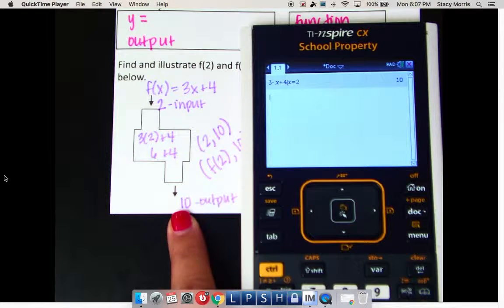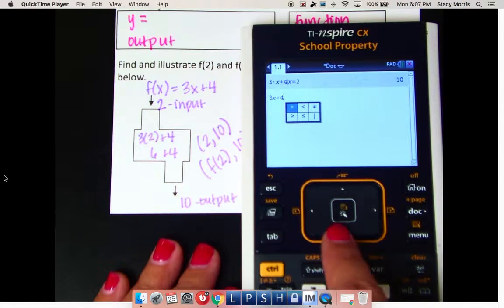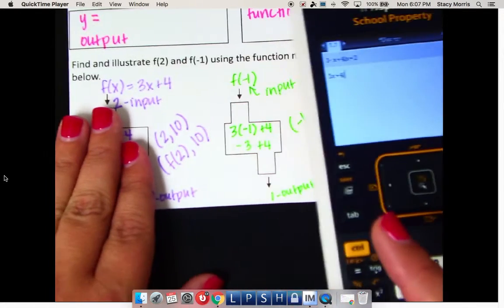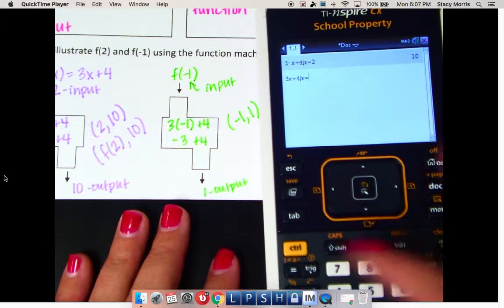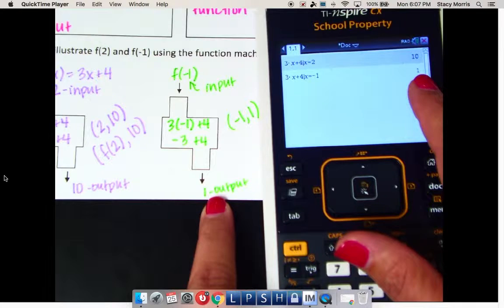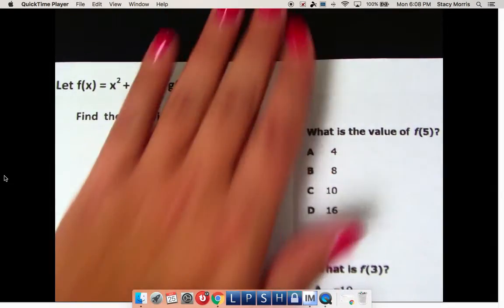So same thing, if I try it again, I would type in 3x plus 4 and then control equals to get that vertical line. And then I have to tell it what does x equal. So x in this example, my input was negative 1. So I'm going to put x equals negative 1. And it gives me an output of 1, which is, again, exactly what we got. So your calculator will help you out with this. What I ask is that you show the work for substituting, but then you can use your calculator to actually have it evaluate.